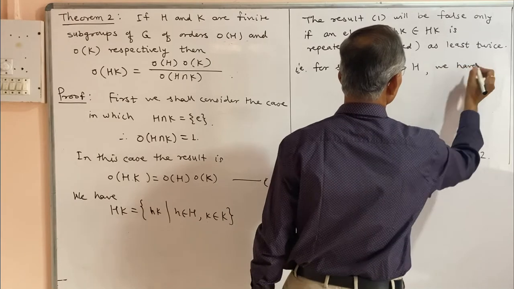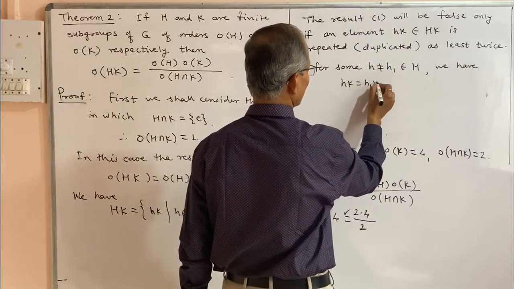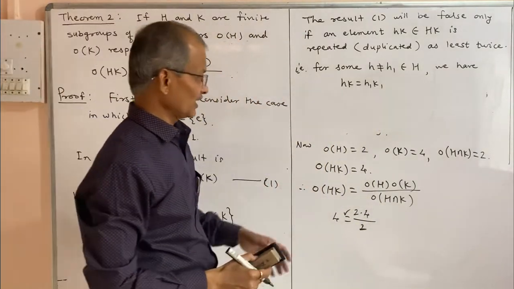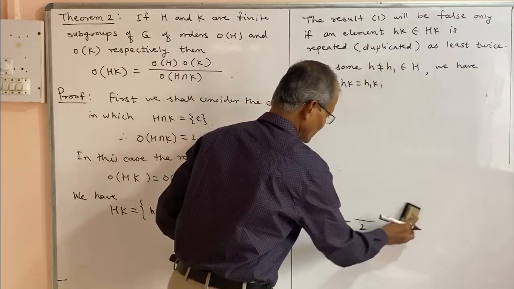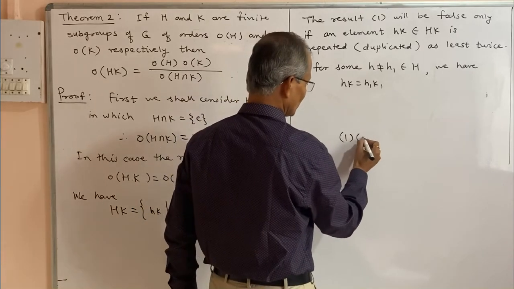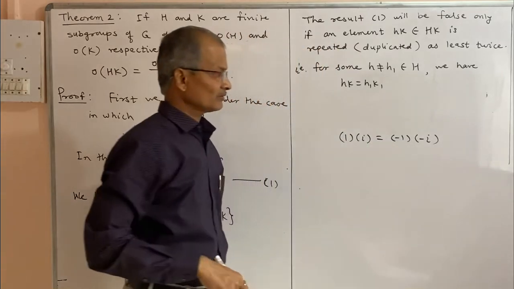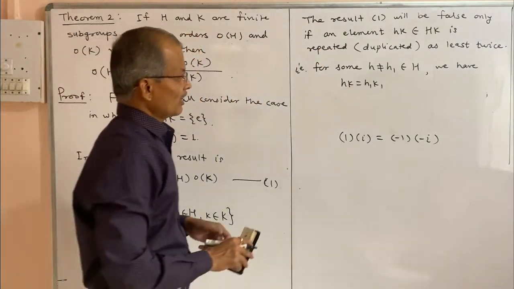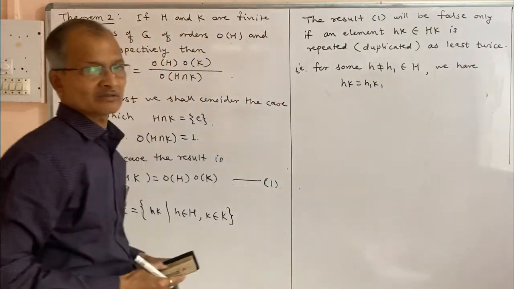So we have hk equal to h1k1. This is duplication; the element hk is duplicated. Or in the earlier example, what is the duplication of an element? Say we have 1 into i is the same as minus 1 into minus i. So this is duplication. This is hk and this is h1k1. And if this happens, then the element is repeated, otherwise not.